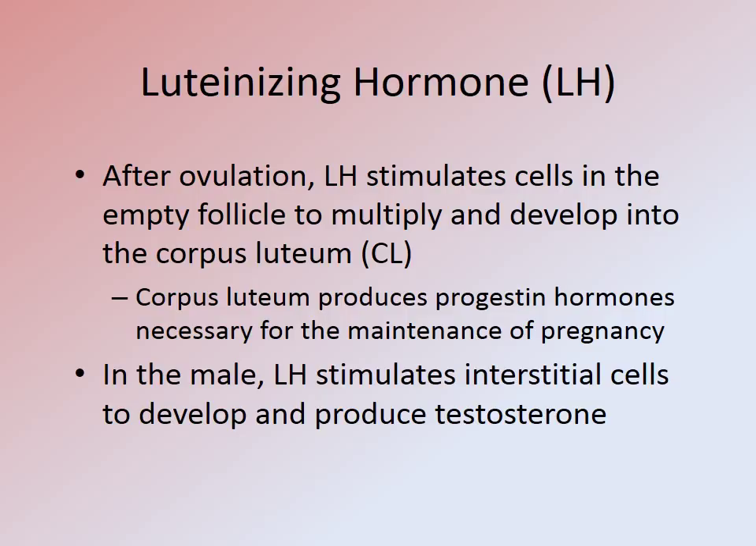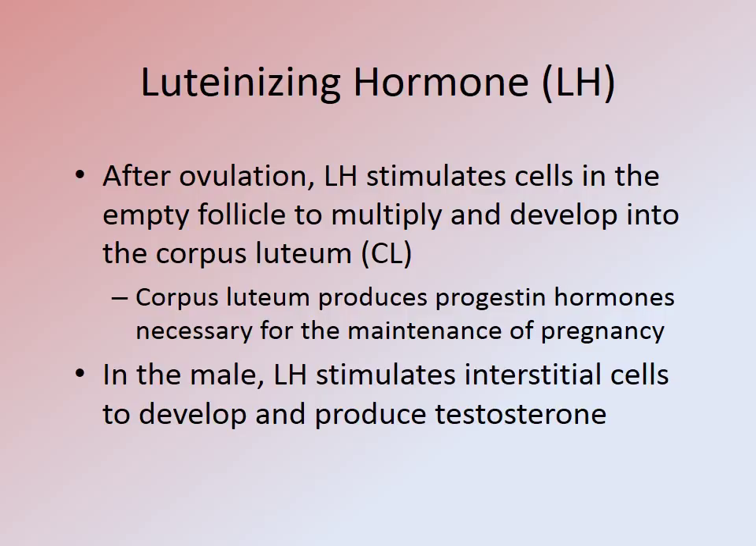So this corpus luteum, or CL body, as it is sometimes referred to, produces progestin hormones necessary for the maintenance of pregnancy. So if that female happens to ovulate and get pregnant successfully, that CL body is going to stay there, and it's going to maintain the progestin that's necessary during that pregnancy. So it won't allow the estrogen to peak back up again and the follicle to form and the release of an egg. That's not going to happen thanks to the CL body.